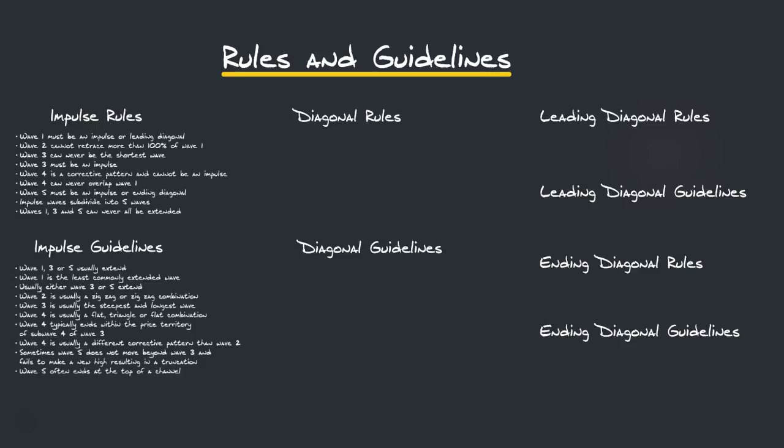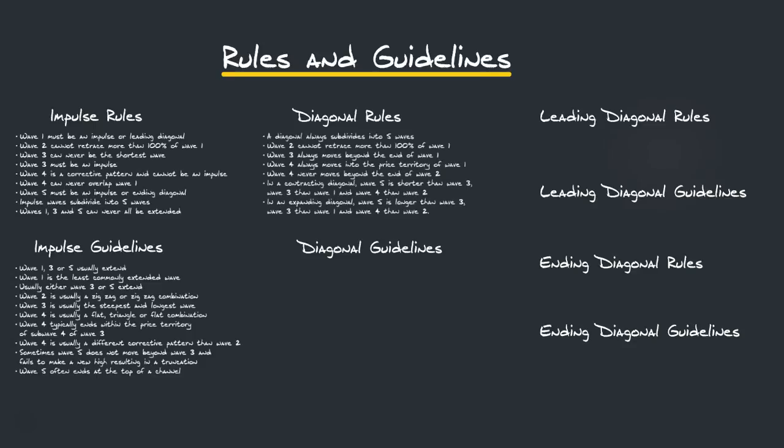Diagonal rules. A diagonal always subdivides into 5 waves. Wave 2 cannot retrace more than 100% of wave 1. Wave 3 moves beyond the end of wave 1. Wave 4 always moves into the price territory of wave 1. Wave 4 never moves beyond the end of wave 2.